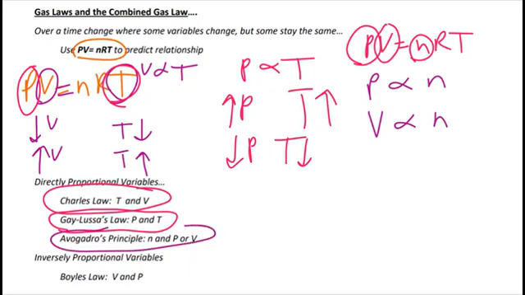And that is our Avogadro's principle, n being directly proportional to pressure and volume. Now let's look at an example of Boyle's law.